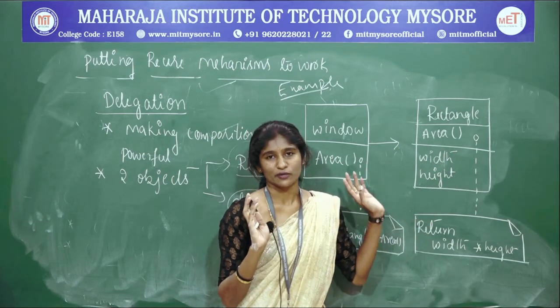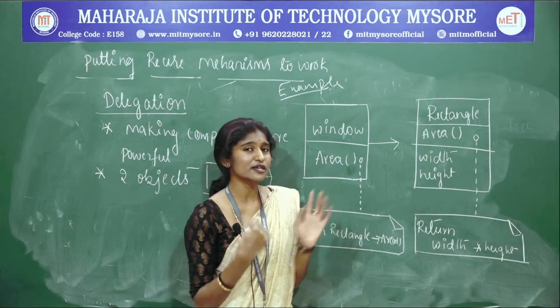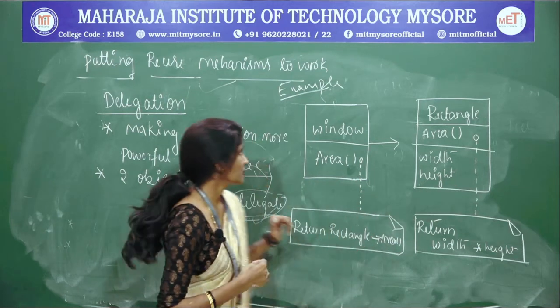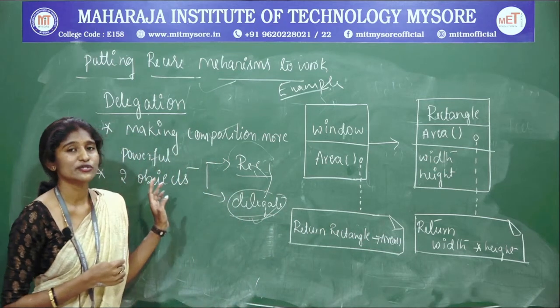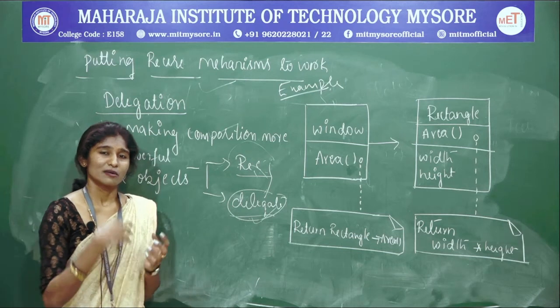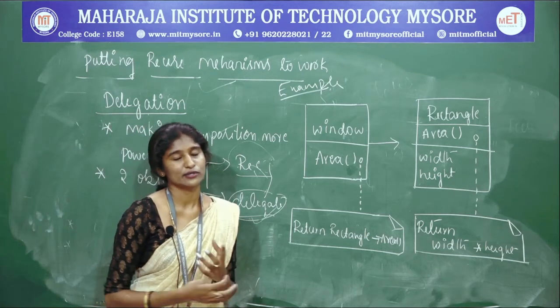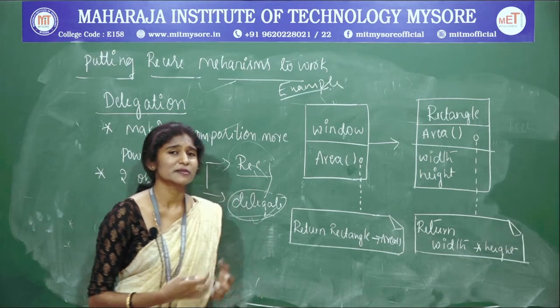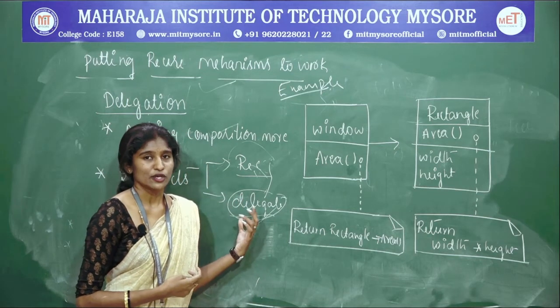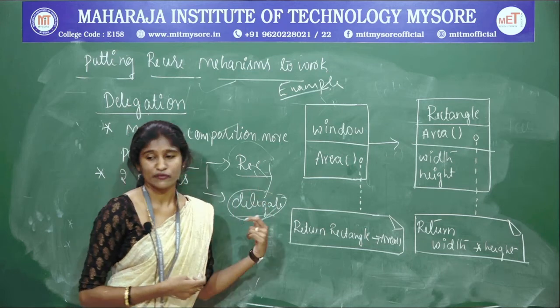So it is going to find it out. Instead of calculating myself, I am going to delegate to another class. That is the concept of delegation. Delegation is going to forward or assign the task to another object in order to achieve the task. That is nothing but the reuse concept. So this is one more mechanism in reuse.